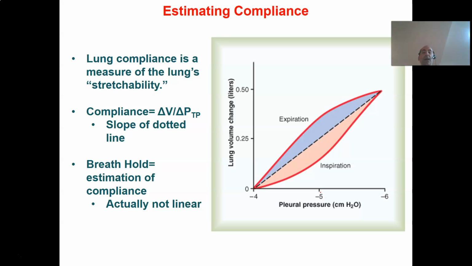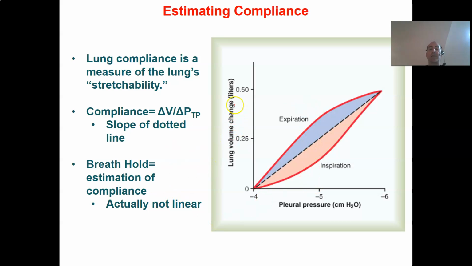And how compliance is different than recoil, which is associated with elasticity, which is the trait of being able to be deformed. Tissue can be deformed and come back essentially to its original form.